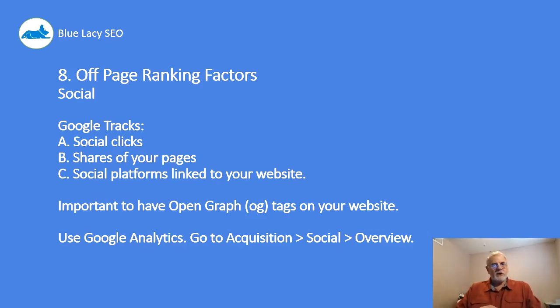Okay, then we get to off-page ranking factors. Social. Social is important. Google tracks social clicks, shares on your pages, and your social platforms linked to your website. So it's important to have open graph or OG tags on your website like I showed. And you can use Google Analytics. Go to Acquisition, Social, and Overview.